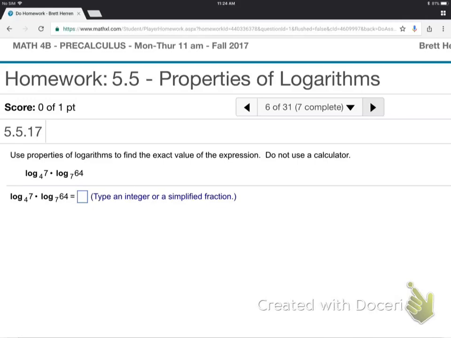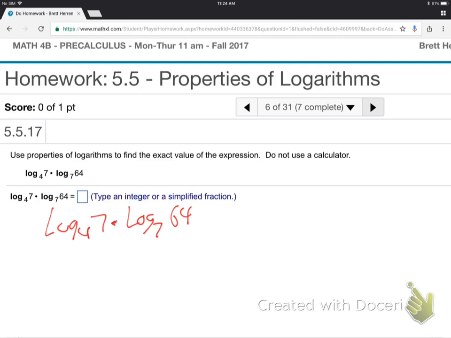Let's try this one. Log base 4 of 7 times log base 7 of 64. Try that one. That's a trick. Give that a try. You can use your calculator. The answer should be 3. Does it look like 3? No.